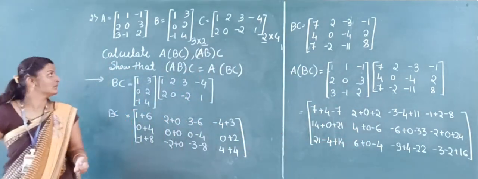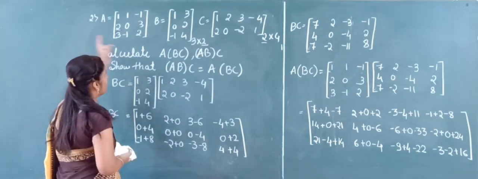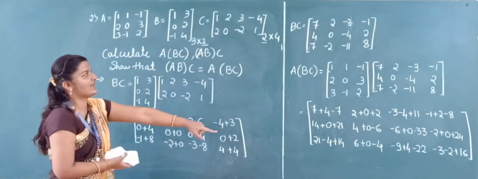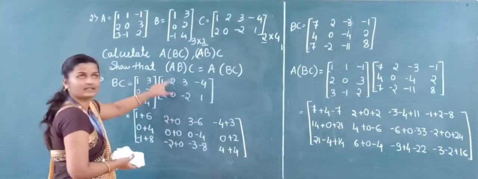I will keep A, B, C as it is, and finally I will write the A into BC value here.